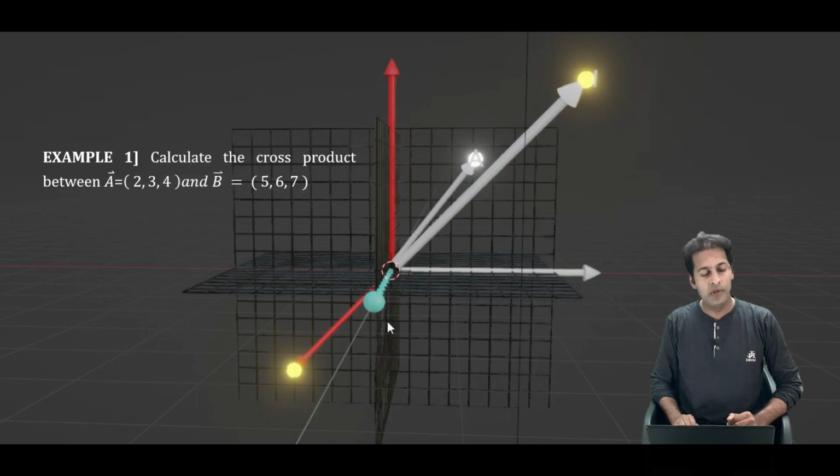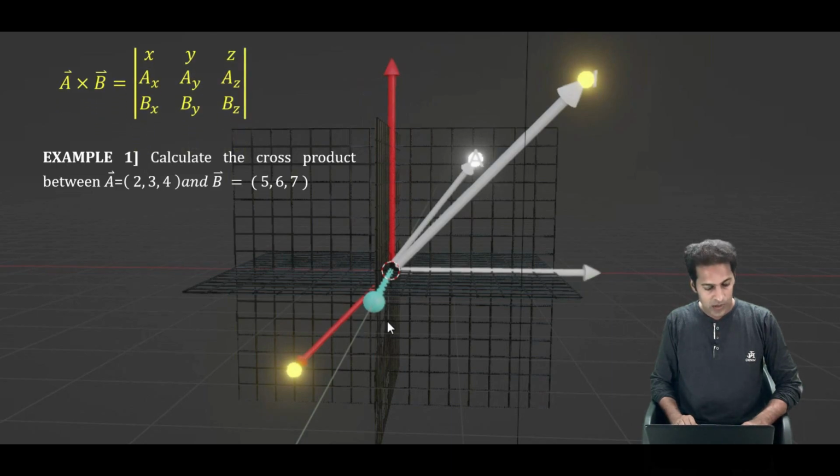Let us take one example for solving cross product. Here is a question to calculate the cross product between A bar and B bar. The values of A bar and B bar are given. Same setup we can consider. We have to use matrix form to solve this example, where A bar cross B bar is given by the three directions x, y, z and the magnitudes of the vectors in these three directions.